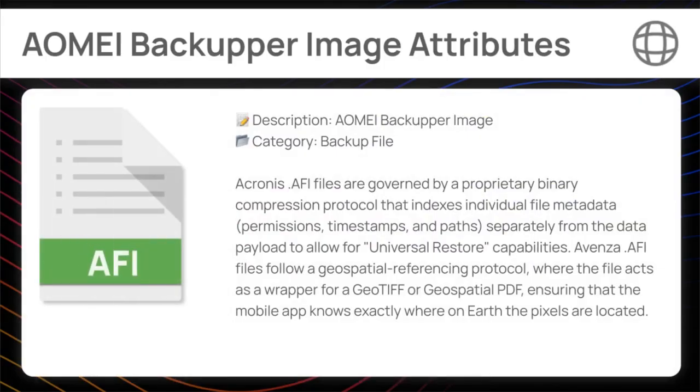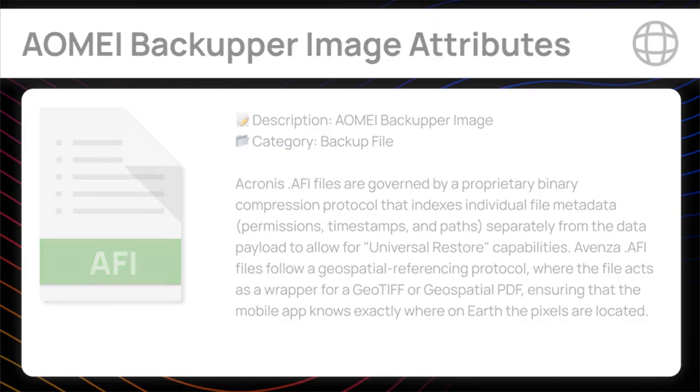Acronis AFI files are governed by a proprietary binary compression protocol that indexes individual file metadata, permissions, timestamps, and paths separately from the data payload to allow for universal restore capabilities. Avenza AFI files follow a geospatial referencing protocol where the file acts as a wrapper for a GeoTIFF or geospatial PDF, ensuring that the mobile app knows exactly where on Earth the pixels are located.